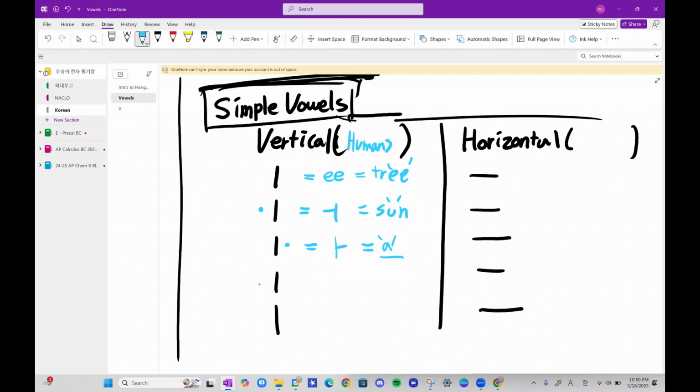And if you put two dots on the left side, that makes it a yeo, and if you put two dots on the right side, that's a ya. So notice how I just added the Y part on the above two simple vowels. The two dots just mean adding the Y sound to the previous ones.